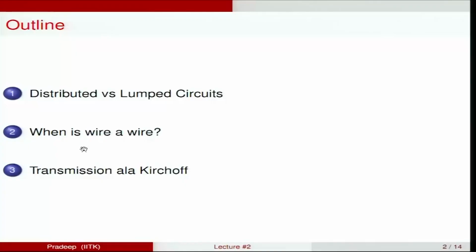A wire is actually made up of a conductor, and this conductor responds in a certain way to electromagnetic fields. We have seen this earlier. So we cannot ignore the reality of a conducting wire being made up of an actual conductor. We will be talking about when a wire needs to be modeled itself. And then we will consider some transmission theory along with Kirchhoff's laws, and show that Kirchhoff's laws are nothing more than Maxwell's equations under certain conditions.